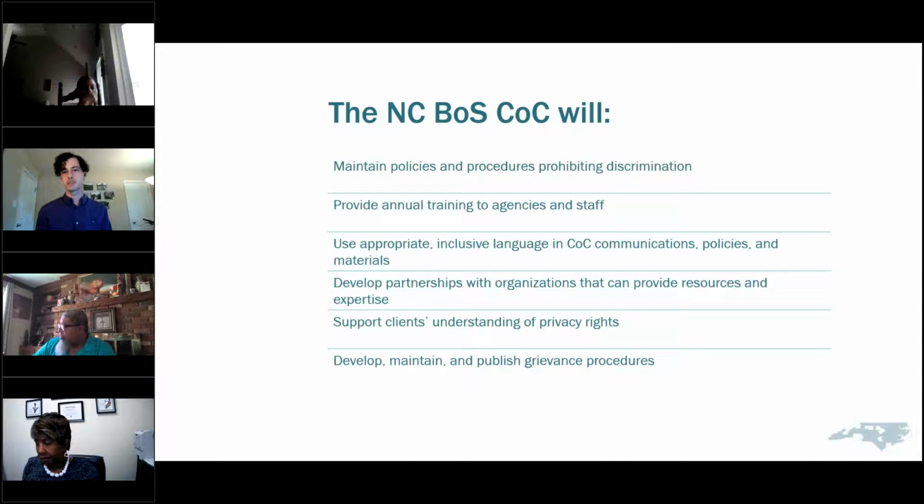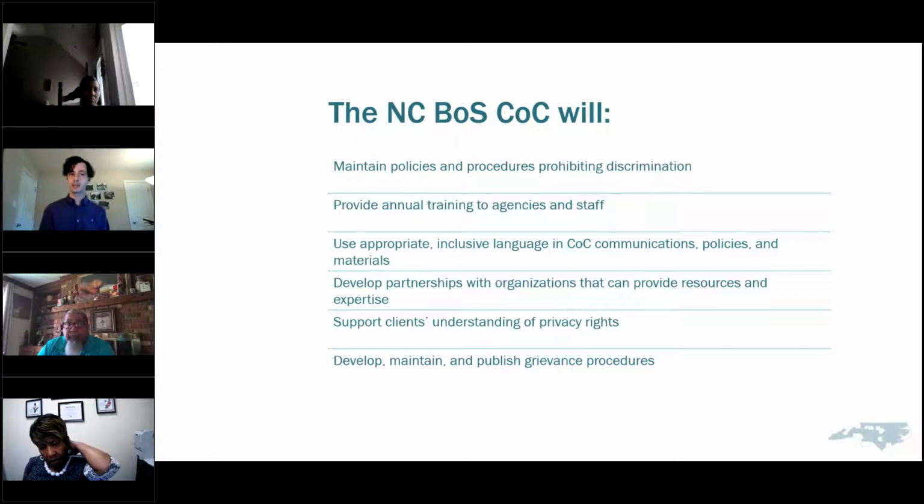So let's talk about the COC in general. This means that the steering committee, its subordinate committees, its work groups, NCCEH staff who provide administrative and support and decision-making for the COC, for the full COC. So what we will do is maintain policies and procedures prohibiting discrimination. That is the policy that we're reviewing today.